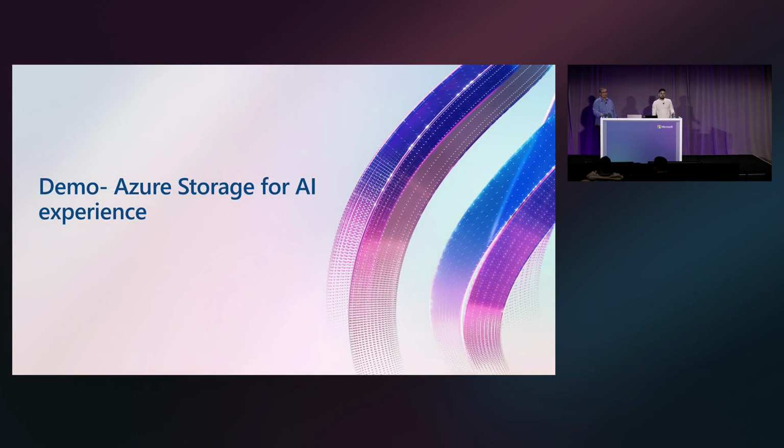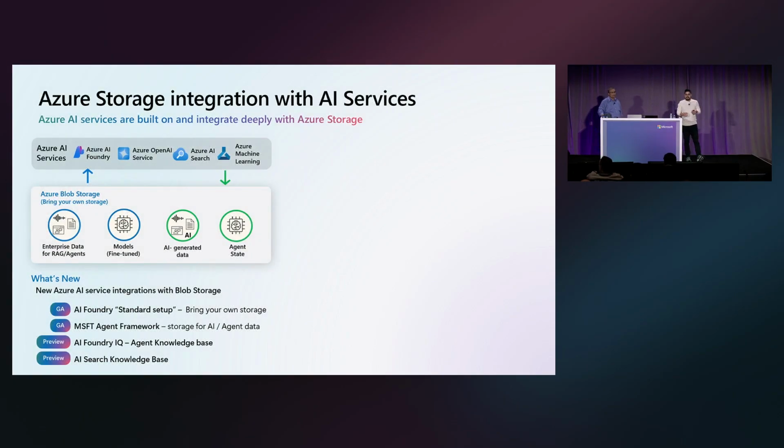And we saw that essentially you can integrate Azure services or Azure storage very easily with AI services. You can do that with AI Foundry. You can do that with AI Search. You can, in fact, even do that with Azure Machine Learning if you want. But most importantly, not only can you bring your data to these services, you can also configure storage to store the agent data that these services spit out.